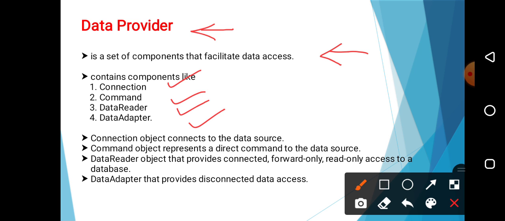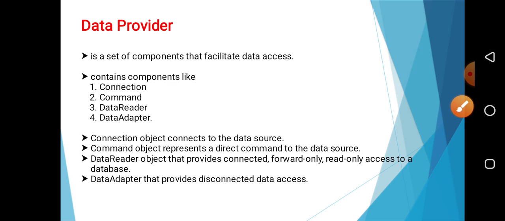So whenever you want to access the data, the first thing you are going to create is the connection. There is a command object that represents the direct command to the data source, and data reader provides connected, forward only, read only access to the database, and data adapter provides the disconnected data access.